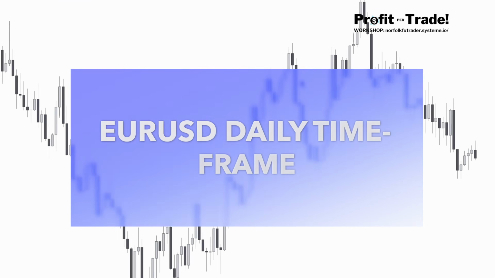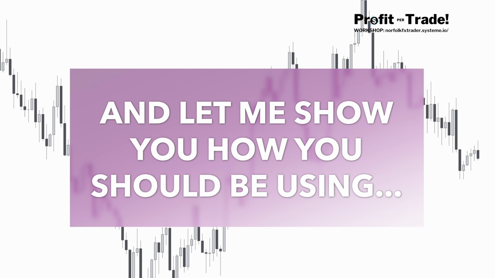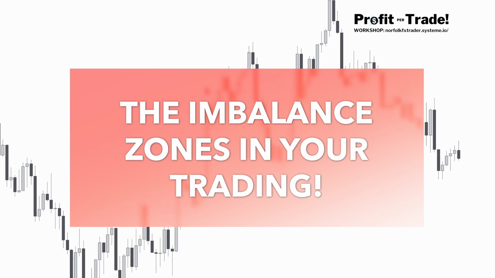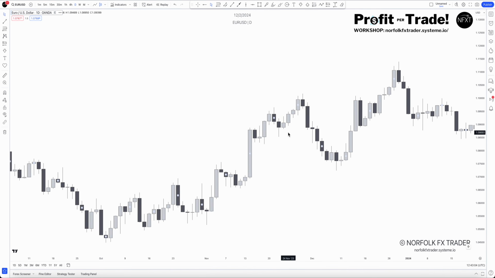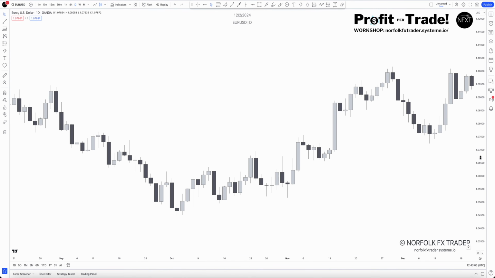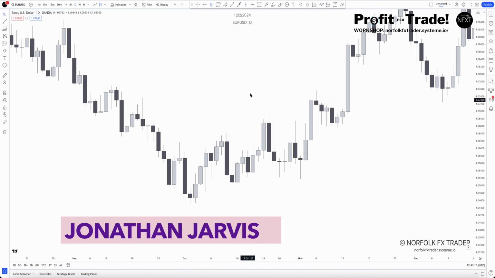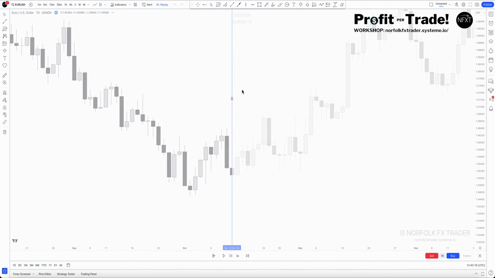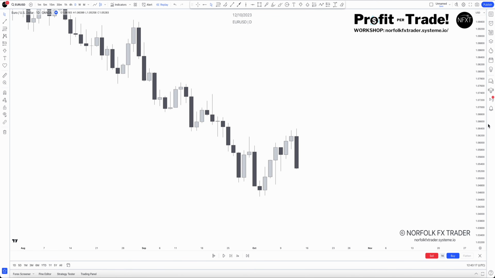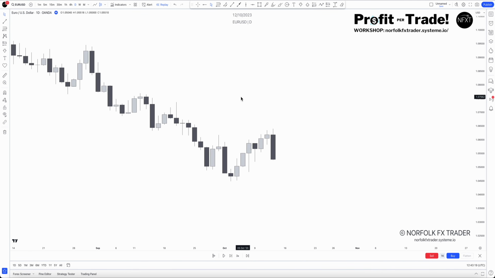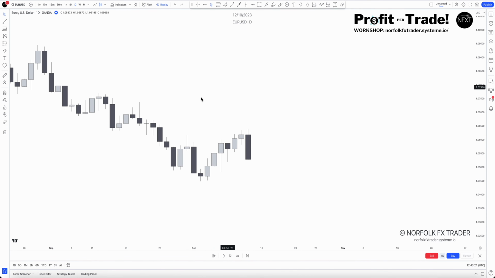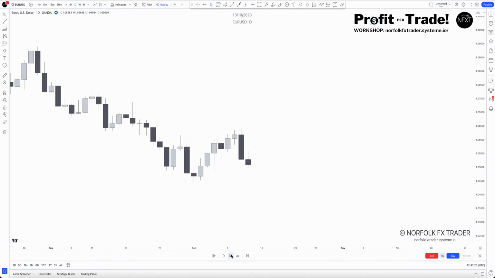So let's go over to this Euro USD daily time frame and let me show you how you should be using the imbalance zones in your trading. So let's start from this area and I'll show you step by step. Now you can do this, you can back test this as well. In fact, we'll actually do that on a replay ourselves. Let's go replay. Yes, I know it's going to be hindsight because I know some of the price action, but this will give you a better understanding. So let's just go forward by candle.